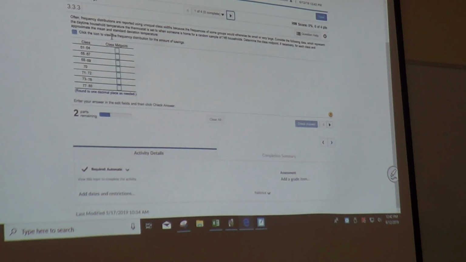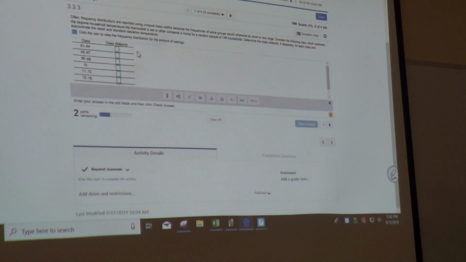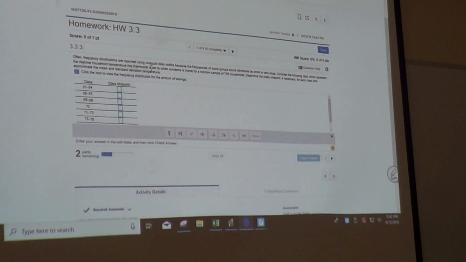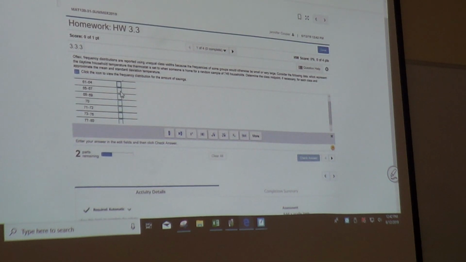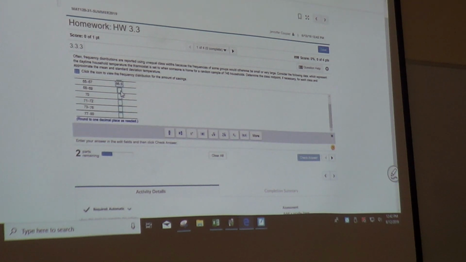I'm going to go back so we can type them in. What was the first one? 63, 66.5, and then 69. Okay, and then it's going to be 70.5, and then that's going to be 72.